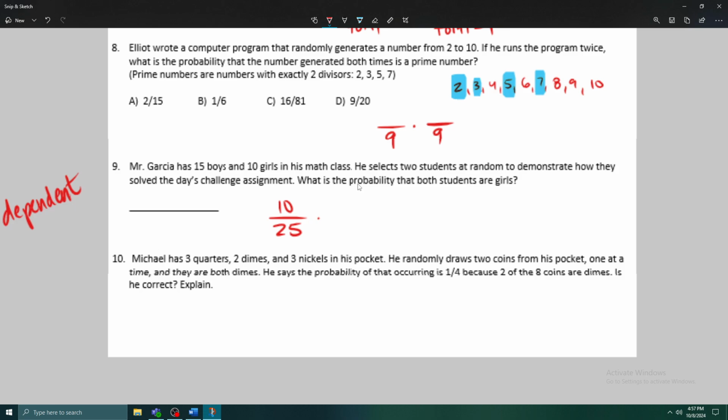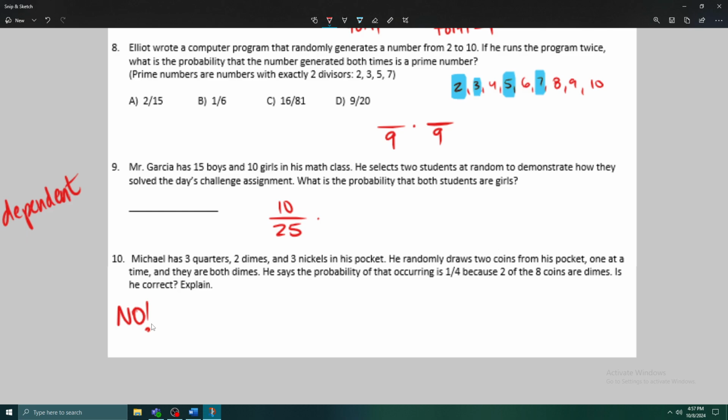Michael has 3 quarters, 2 dimes, and 3 nickels in his pocket. He randomly draws 2 coins from his pocket, one at a time, and they are both dimes. He says the probability of that occurring is 1 over 4, because 2 of the 8 coins are dimes. No, he's not correct. Come on, Mike. Get it together, buddy.